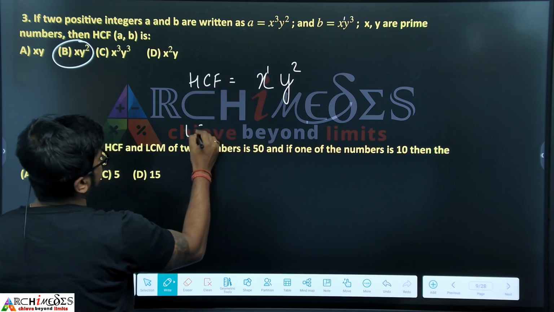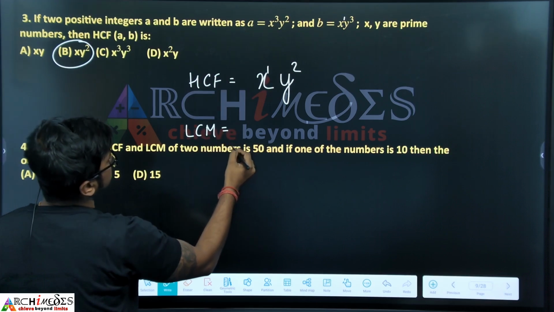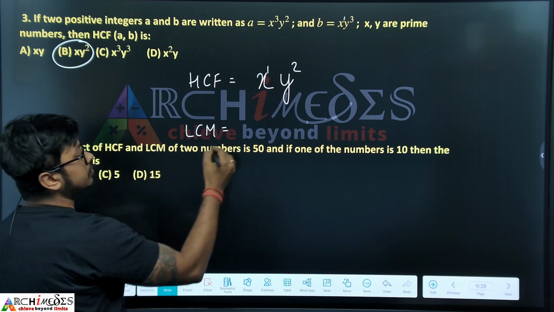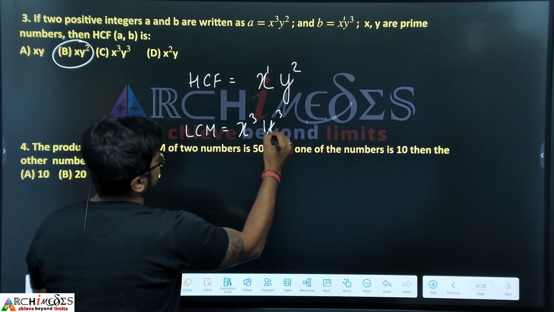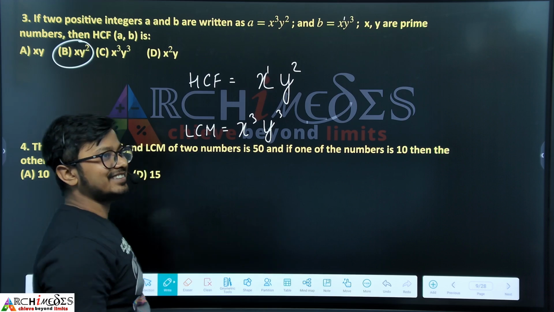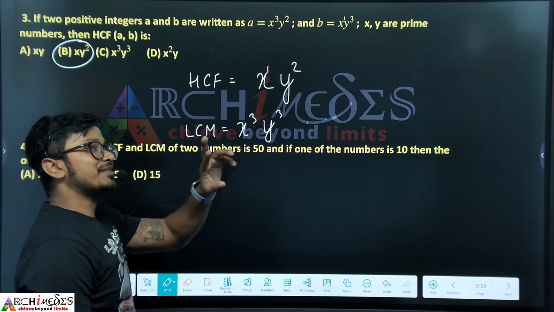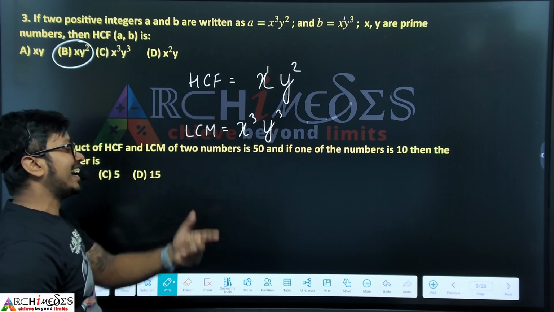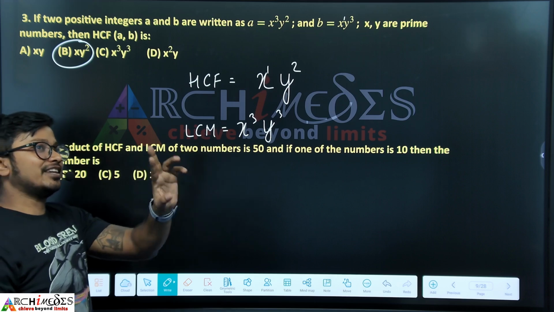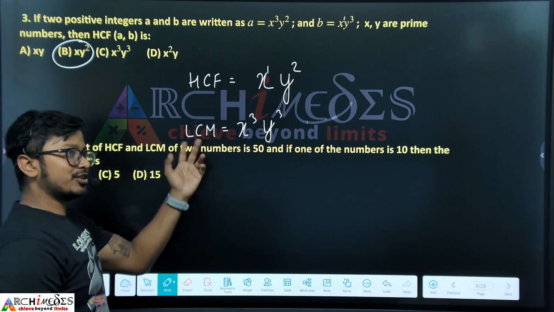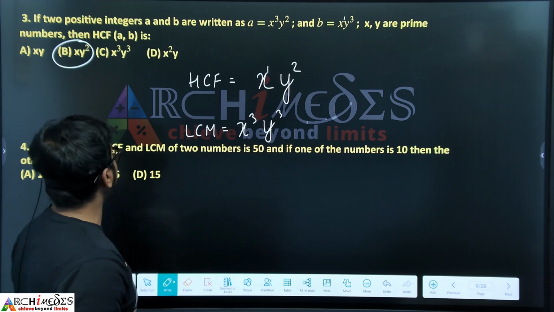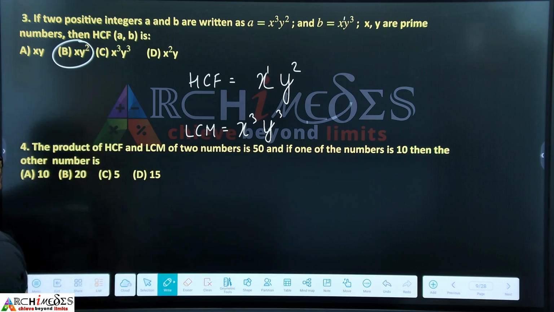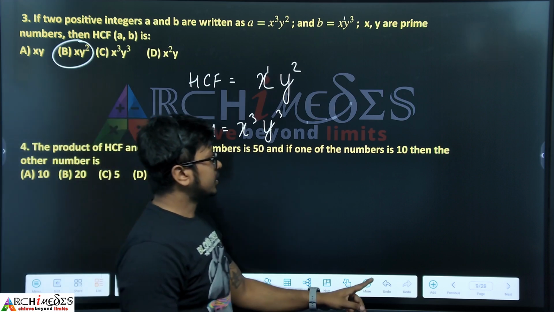So what is the LCM in this question? Whenever the power is 3, dear, you'll call it x cube. Whenever it is more than cube, then we'll say x to the power. Otherwise square and cube we can say normally: x cube, y cube. And when it is more than 3, then we'll use 'to the power'. Clear? So look at the next.